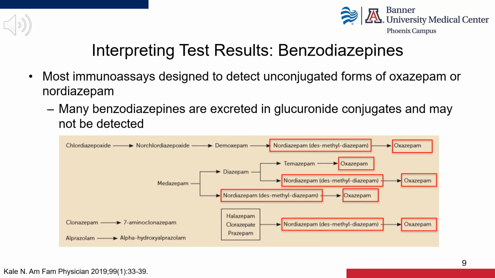There are several commonly used benzodiazepines that are just not picked up on immunoassays. This is because most immunoassays are detecting two active benzo metabolites, one nordiazepam and two oxazepam. As shown in this figure, these detected metabolites are not products of clonazepam, lorazepam, or alprazolam metabolism. These are the key benzos you would need to be aware of when screening patients.